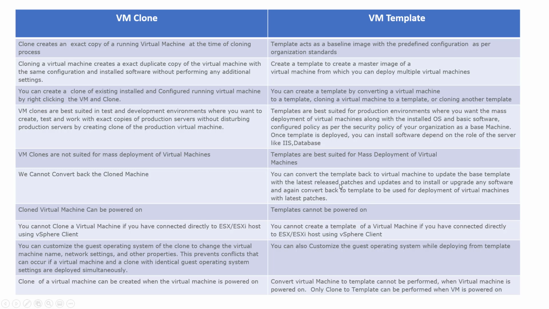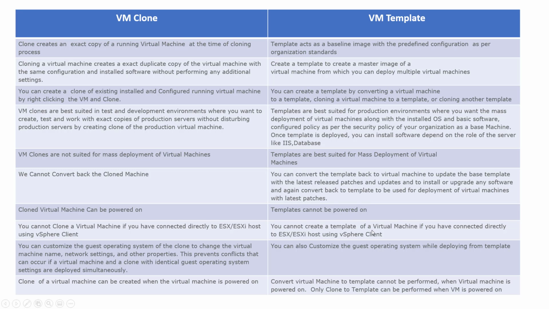But we can convert the template back to a virtual machine to update the base template. For example, we have discussed Windows patching, right? So you have a Windows template, and new patches have been released by Microsoft. You can convert your template back to a virtual machine and install all the updates, then convert it back again to the template and start deploying virtual machines. Next, a cloned virtual machine can be powered on, but templates cannot be powered on. It is a configuration template, it is no more a virtual machine once it is converted to a template. It is kind of a golden image.